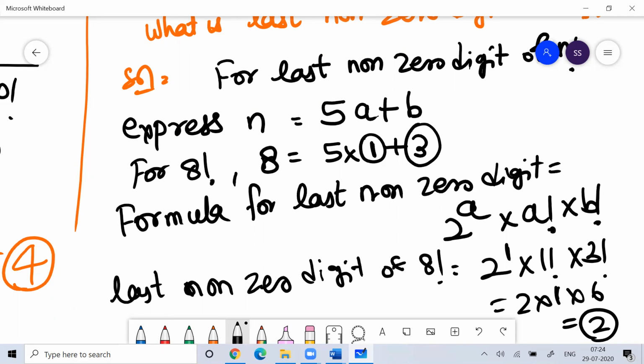Yes. Correct. So this is the formula which you can use to find the last non-zero digit of any n factorial. Any n factorial, you can do it and you'll get the answer very easily.